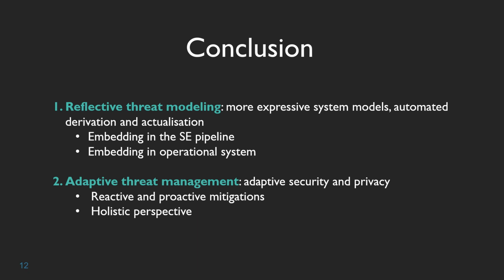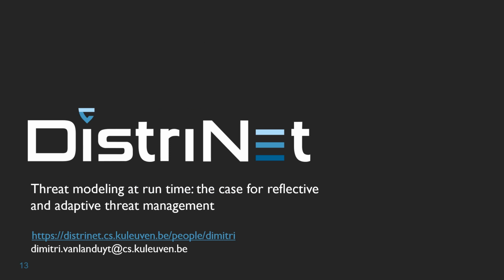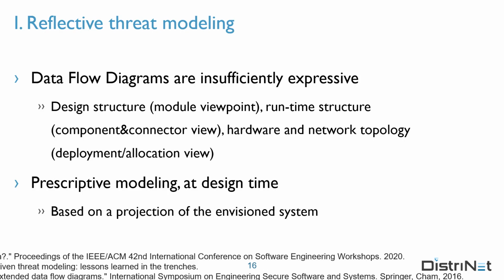And so in conclusion, in this paper we presented an extension of threat modeling which goes beyond the current automation efforts in threat modeling. On the one hand, we have presented our vision on reflective threat modeling, which involves the automated derivation of the system models used for analysis. And on the other hand, we focus on adaptive threat management, where we are going to support reactive and proactive mitigations through runtime reconfiguration from a holistic perspective. So this concludes our talk on threat modeling.